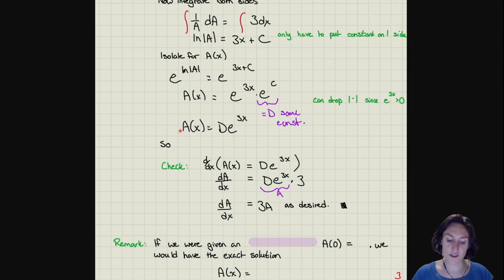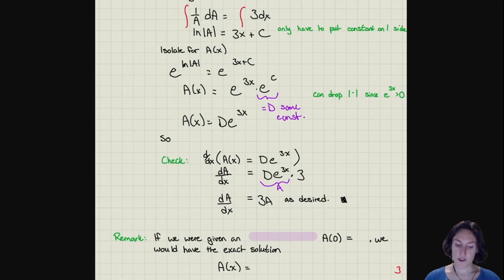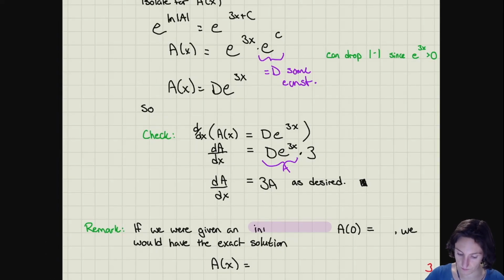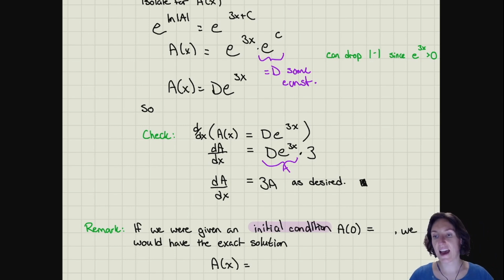Okay, so we say that this function satisfies our differential equation. And similar to when we first started talking about indefinite integrals, if we are given an initial condition, let's say at x equals 0, it's just some number, I'm going to name it a naught, you would have an exact solution: a naught e to the 3x.